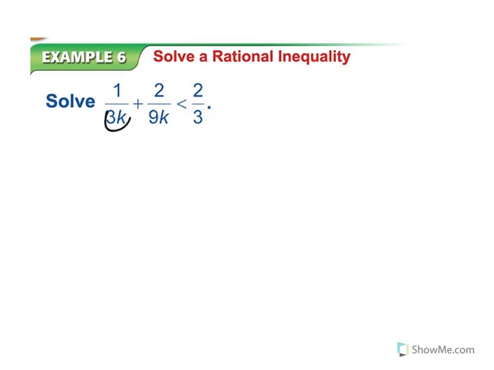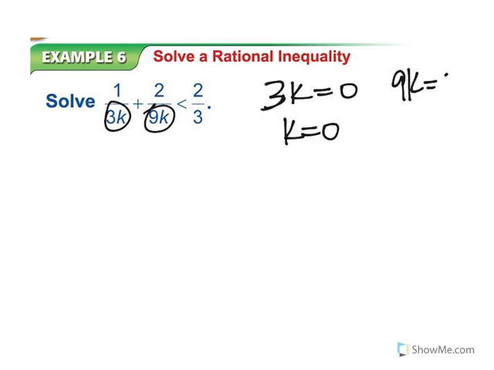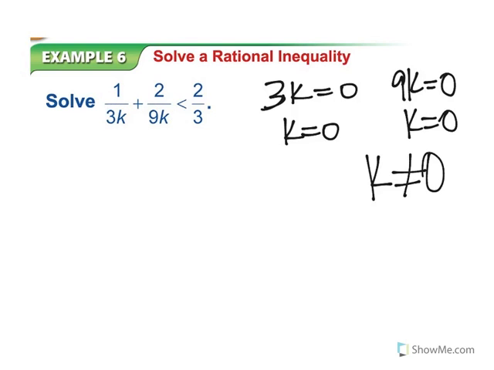Alright, so the first thing we need to do is figure out what values of k are going to make these equal to 0. So 3k equals 0, so that means k is 0. And 9k equal to 0, well, that means k is equal to 0 as well. So we know that in this, k cannot equal 0.